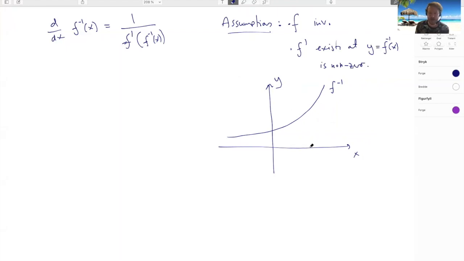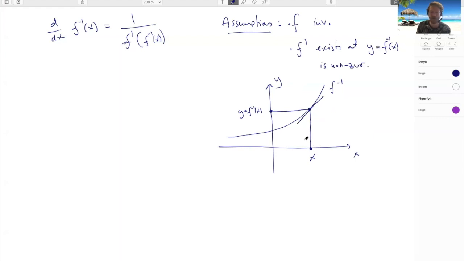And the point here is that if I now take a point x on the x-axis, I go up here, and then I get the corresponding y, which I would call f inverse of x. And if I want to take the derivative of this, then I'm supposed to get the slope of this line here, the tangent line.